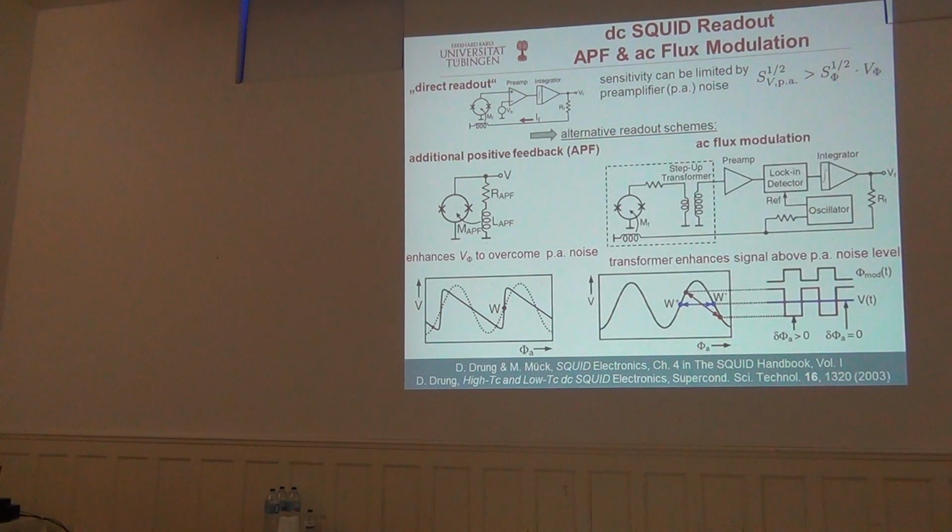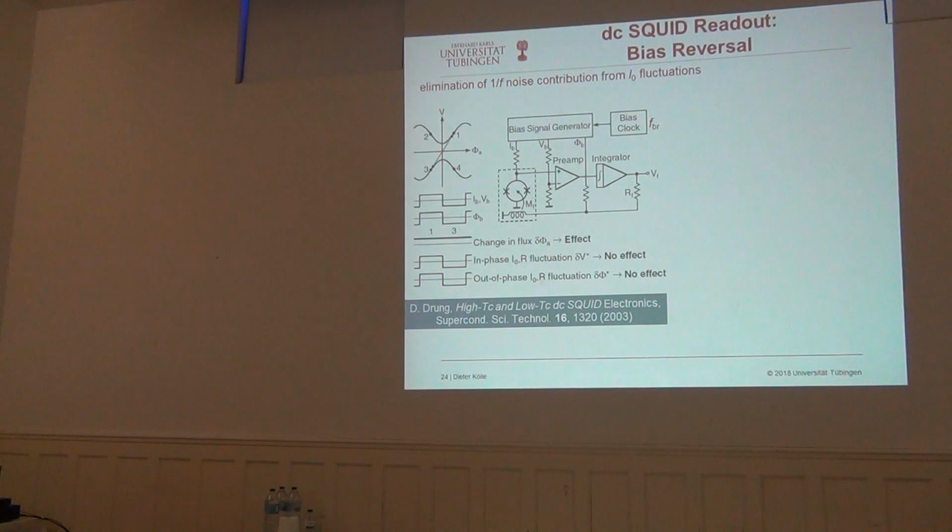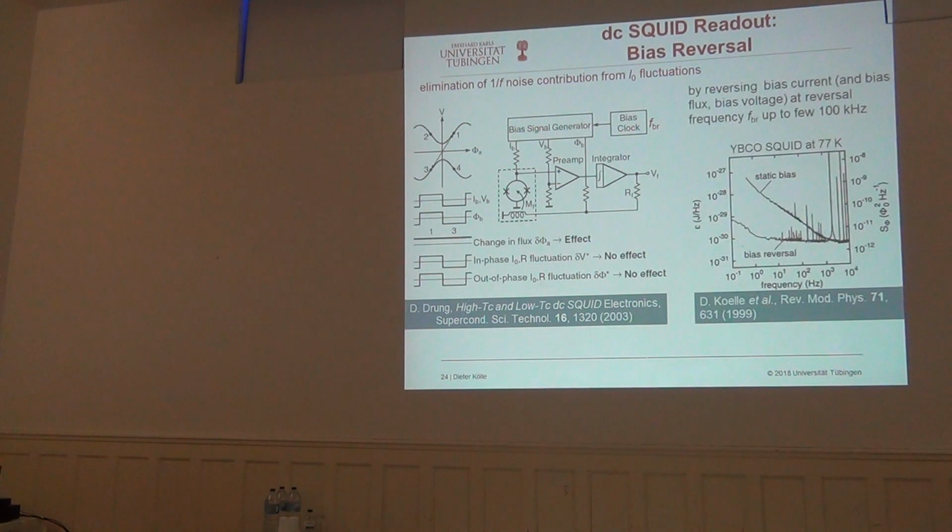this additional positive feedback or some AC flux modulation, also combined with reversing the DC bias current, which is shown in the next graph. But I think this will be far too much detail. I will not bother you with that. Maybe the message is there are advanced techniques and there are commercial readout electronics you can buy if you want to use them. And maybe I make this point, this bias reversal helps you a lot by suppressing the contribution of 1/f noise due to Ic fluctuations.